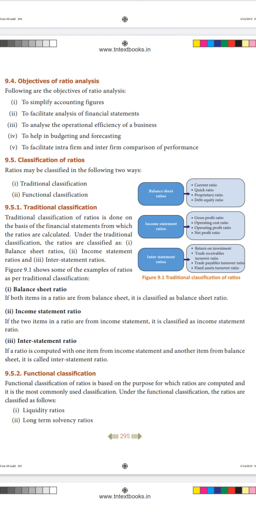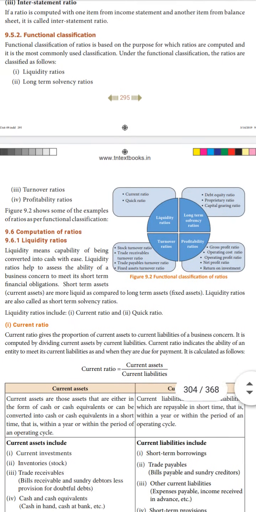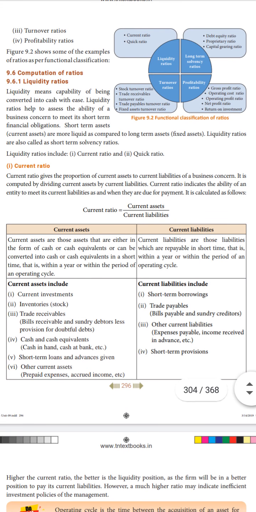Then the second part of the classification is functional classification. So based on the functions, we are going to classify the ratio analysis. The first one here is liquidity ratio, the second is long term ratio, third you have turnover ratios, and fourth one is profitability ratios. So here you have a figure which shows the functional classification of ratios.